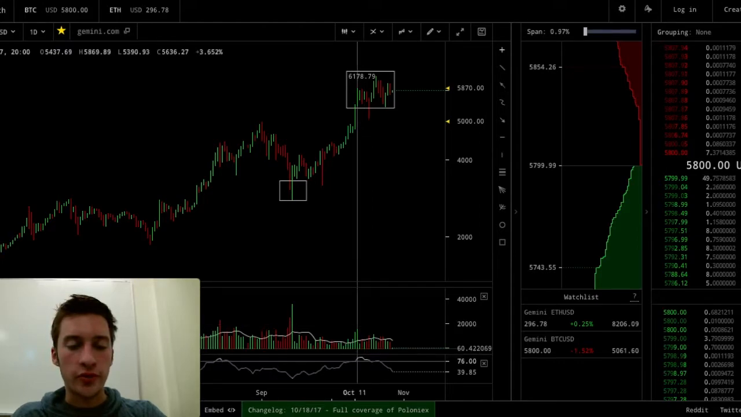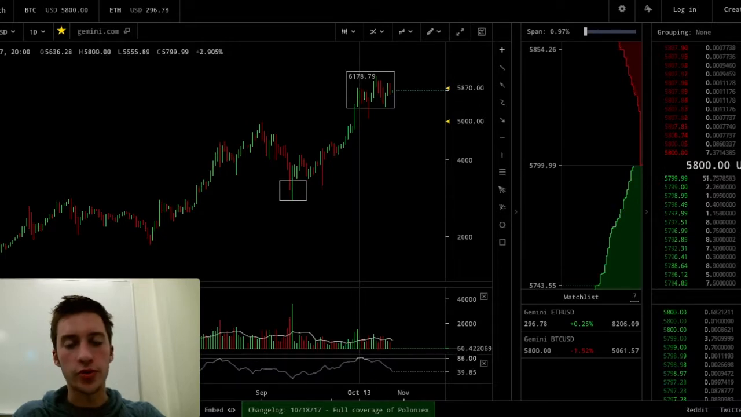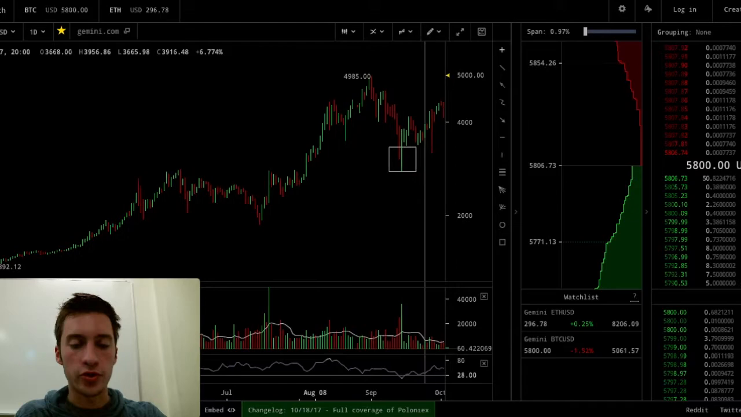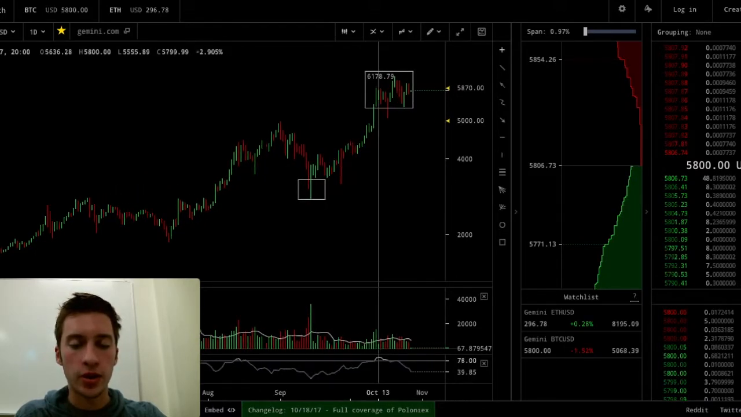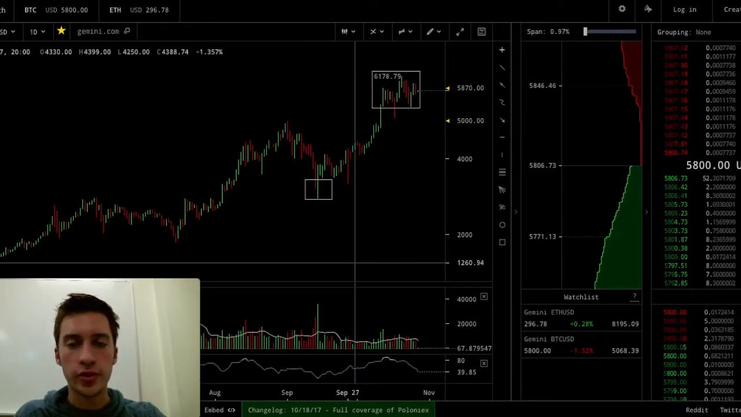So we can see that whenever MFI goes white up here above 80, that would be overbought. And whenever MFI goes white below 20, that would be oversold. Any white above 80 is overbought. Any white below 20 is oversold.